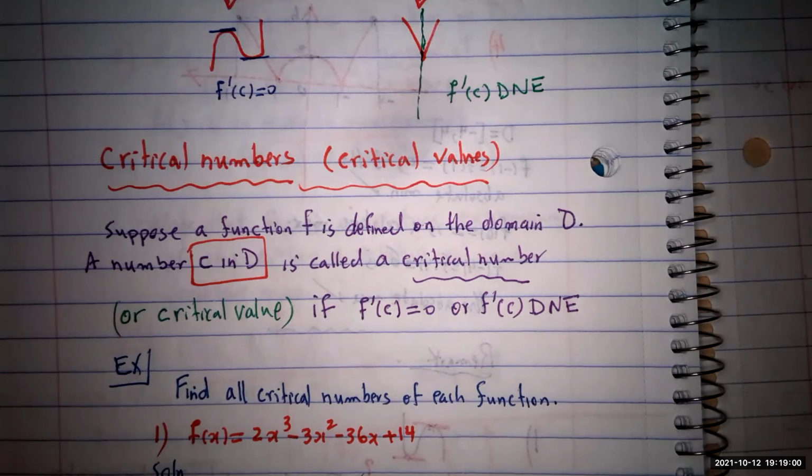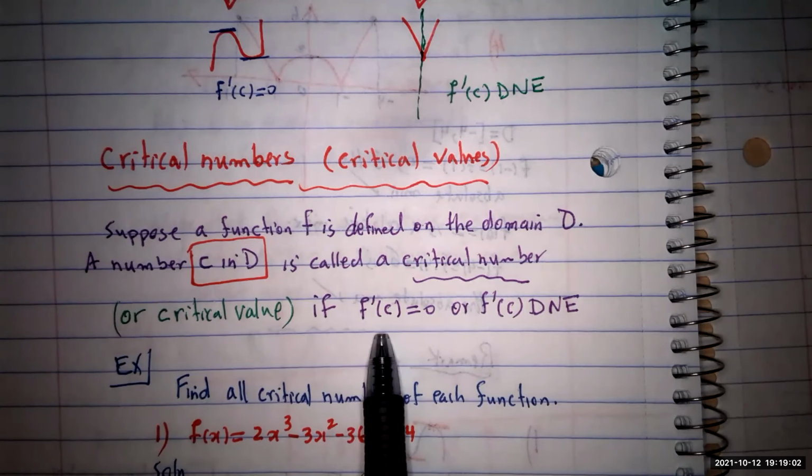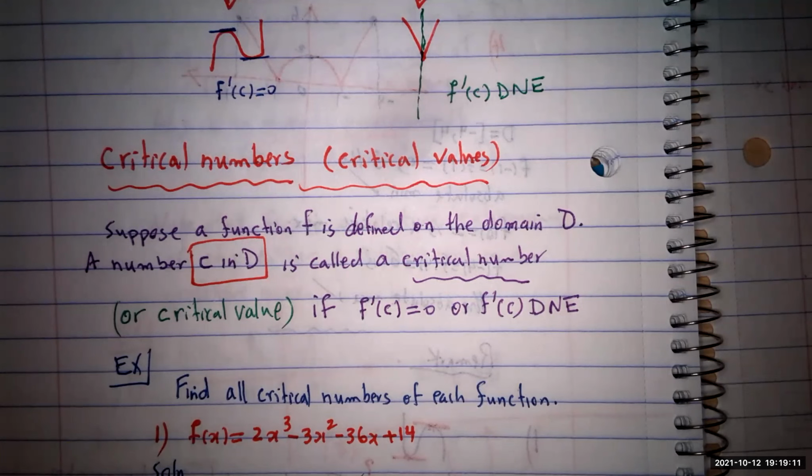This is where f prime of c is equal to zero. You know that f prime of c is the slope. So this is where the tangent line is going to be horizontal. And when f prime of c does not exist, when we say the slope does not exist, in that case that line is vertical. So this means there is a sharp corner here, okay?